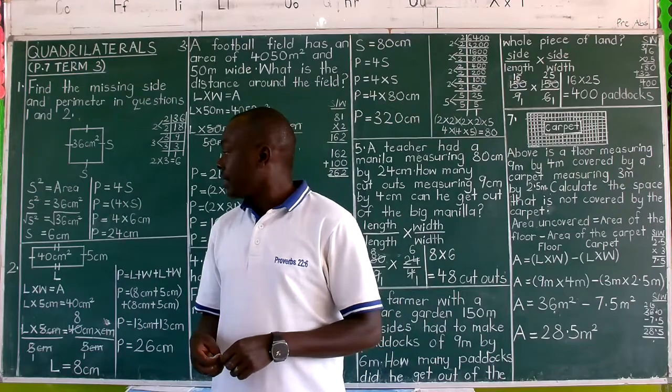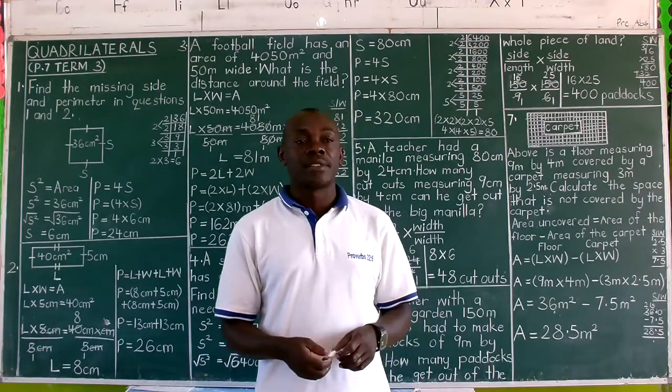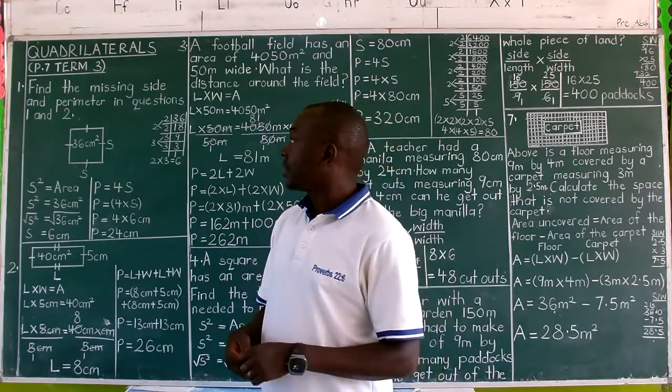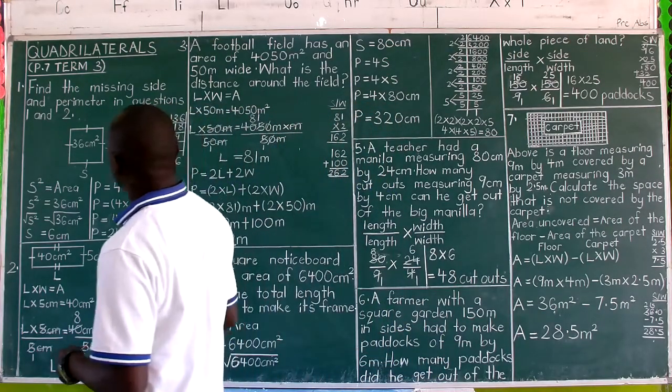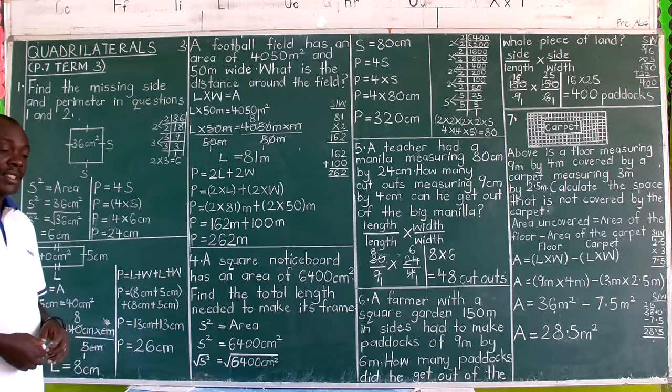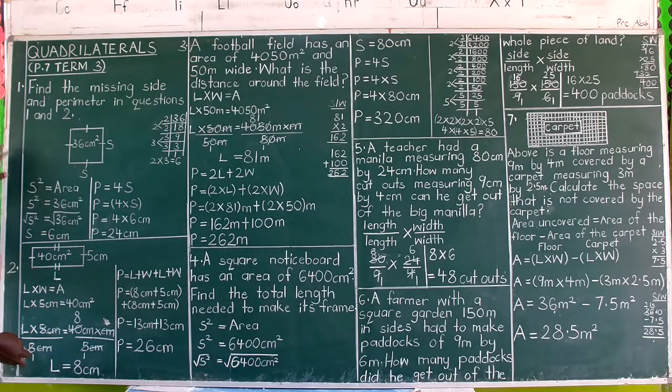Today in particular, we are looking at a square and a rectangle, the commonest quadrilaterals. I urge you to follow so you can answer all the activities on those pages, 9 all the way to 13 of our book. Example number 1 reads, find the missing side and the perimeter in these questions 1 and 2 for each of the shapes, that is a square and the rectangle.